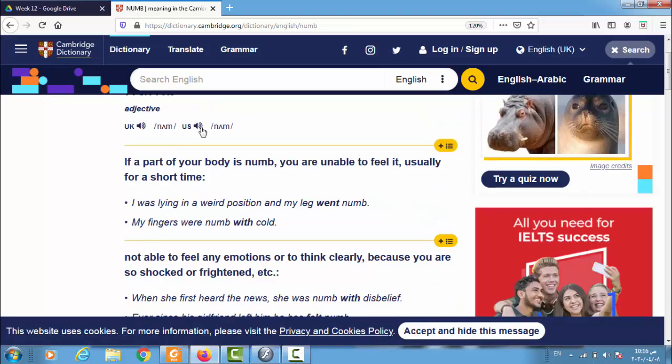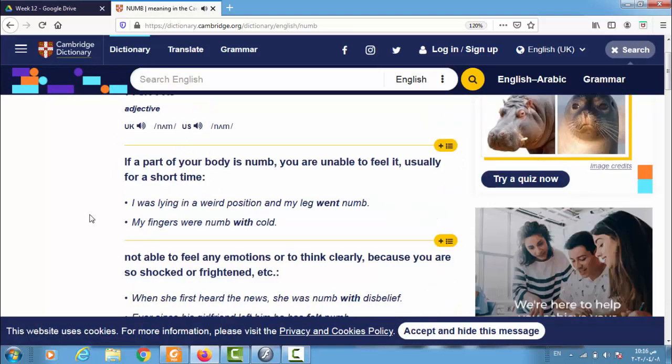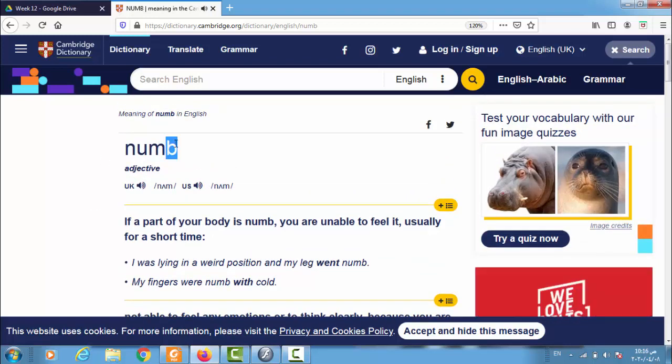Listen. Numb. In the word numb as well, the B is silent. The B letter at the end is silent. And numb means if a part of your body is numb, you are unable to feel it, usually for a short time. So when my leg, for example, is numb, it means that I am unable to feel it, usually for a short time. When you do not feel a part of your body for a short time, this is the meaning of numb. B is silent in here.